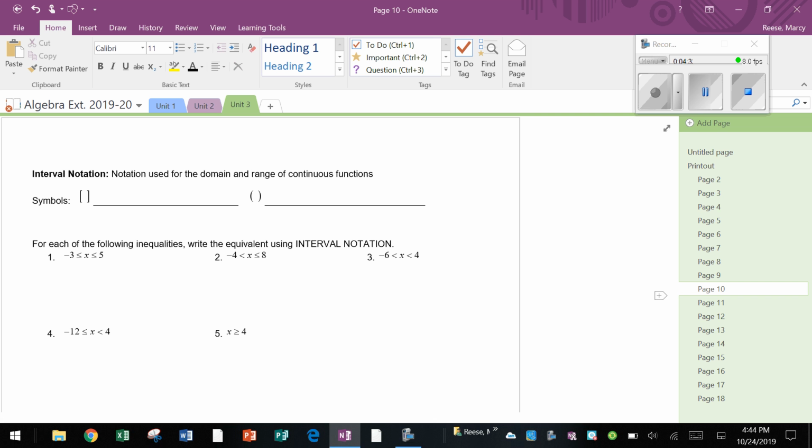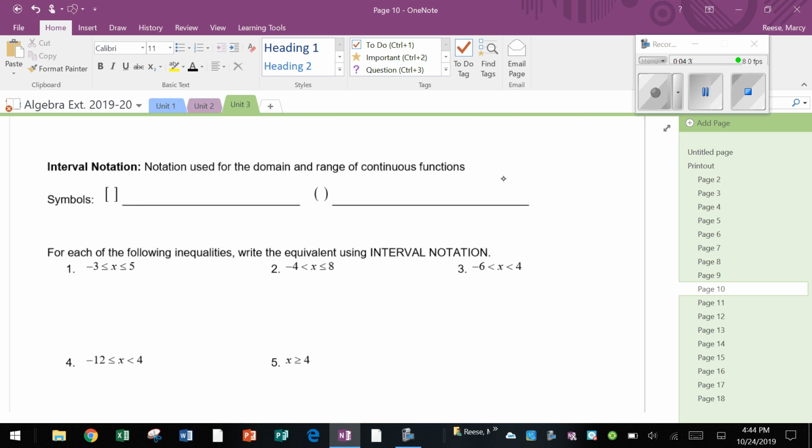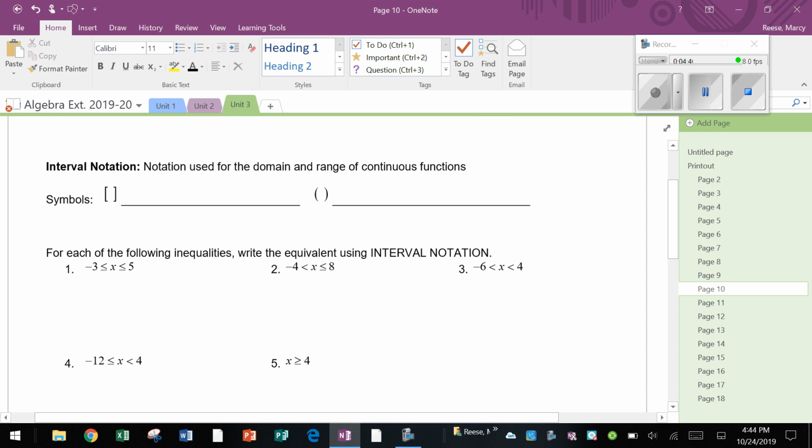All right, so we're going to talk about interval notation again. Remember, interval notation is something we're going to use for domain and range, but you've done this before. Remember, interval notation with the symbols, with the brackets versus the parentheses. The brackets mean it includes a value. Parentheses means it doesn't include a value.